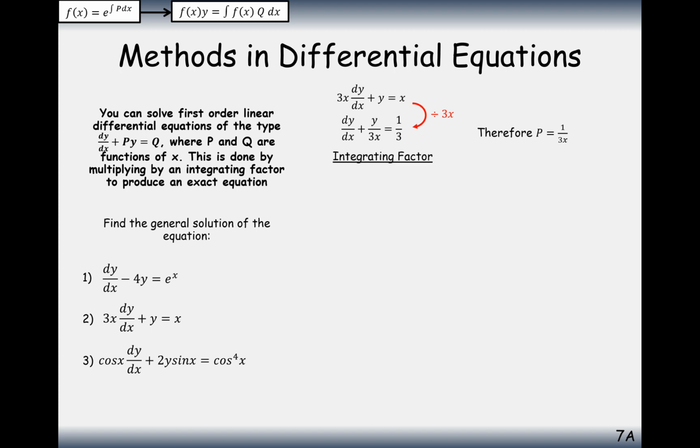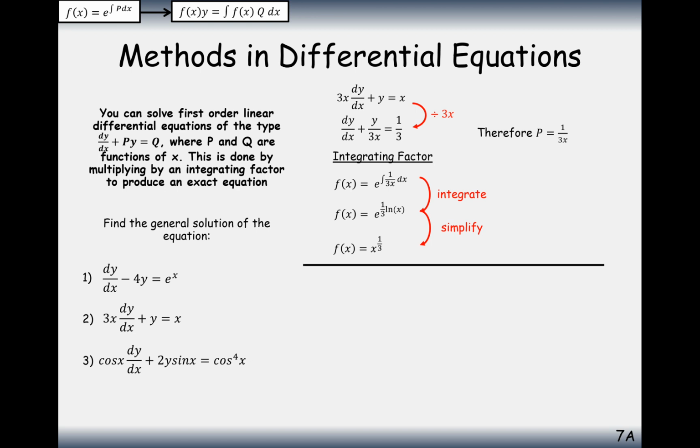So then when we do the integrating factor, it's going to be f of x equals e to the integral of p dx. So it's going to be the integral of 1 over 3x dx, which is going to be e to the third ln x, and then we simplify this, we move the third inside the ln as a power, and then cancel out the e and the ln. So the integrating factor here is going to be x to the power of a third.